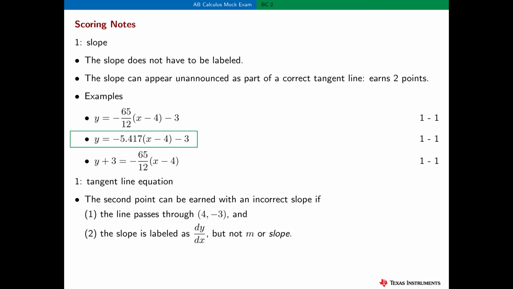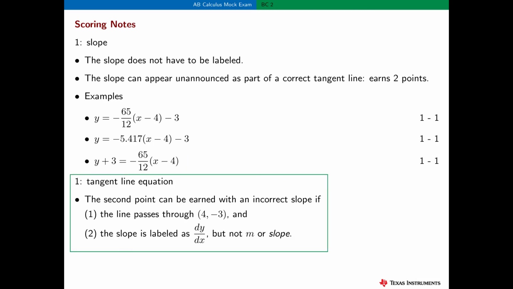In this example, the student has used the numerical value of the slope, correct to 3 places to the right of the decimal, rounded. This also earns 2 points. And this is just another way the tangent line equation can be presented. This response earns 2 points.